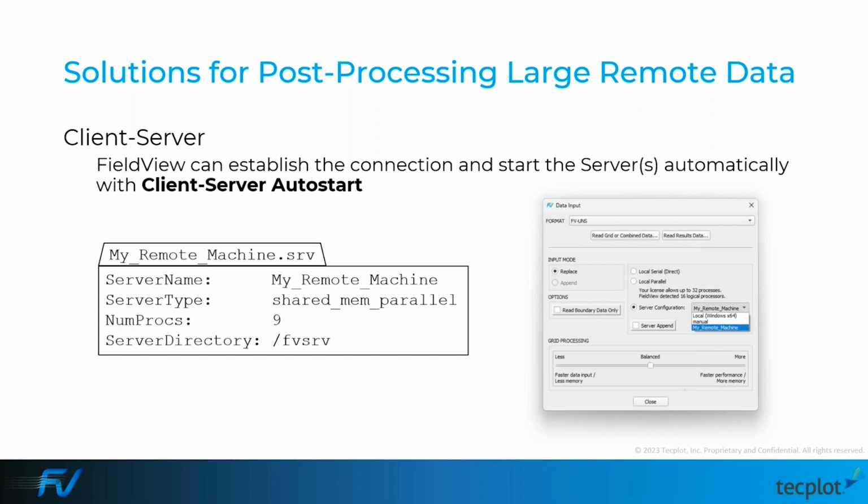So you typically set up these files. We like to work with your IT groups or your methods group to set them up. And once you have them, FieldView reads the files at startup, and they populate the drop-down list in the server configuration area of the data input panel. You can see over here that I have the defaults plus the server configuration files that I've defined for myself over here. And the content can be very simple if I'm just running in parallel on 9 processors over here.